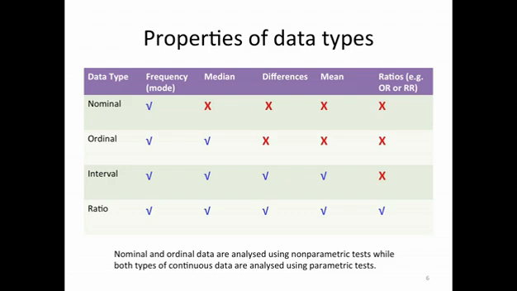Nominal and ordinal data are analyzed using non-parametric tests, while most other measured continuous data are analyzed using parametric tests. We will see the difference between parametric and non-parametric tests in our later vodcasts.